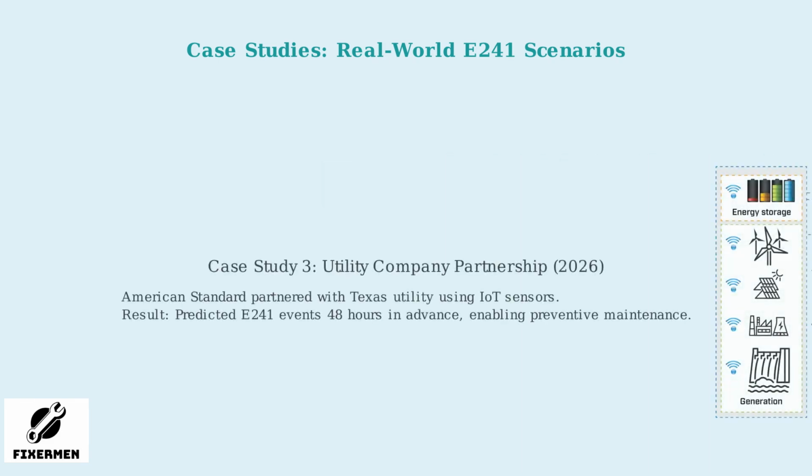Most recently, in 2026, American Standard partnered with a Texas utility company in a pilot program using IoT sensors to monitor boiler memory health. In one documented case, the sensors predicted an impending E241 event 48 hours before it occurred, allowing preventive maintenance and avoiding downtime during a heat wave.